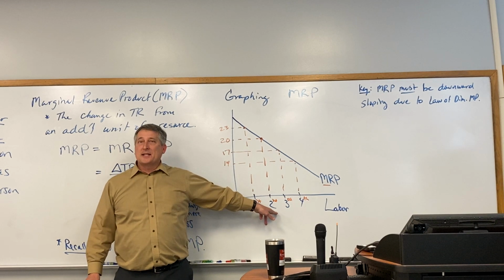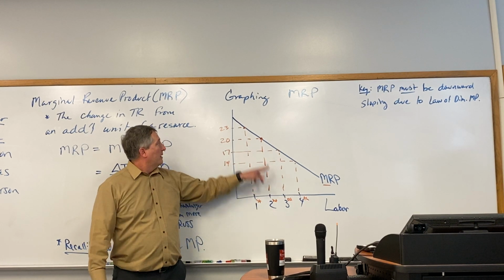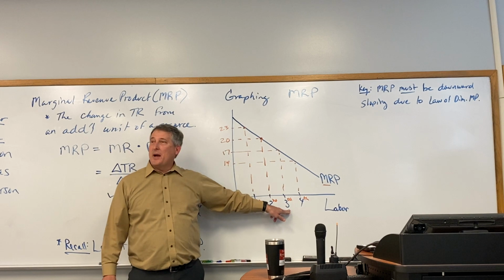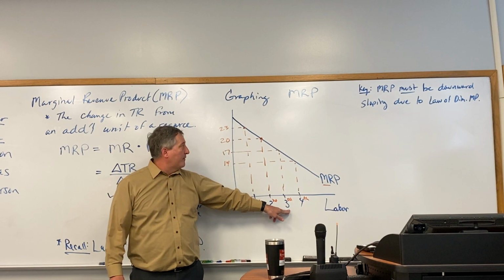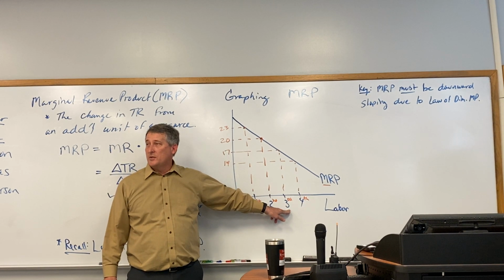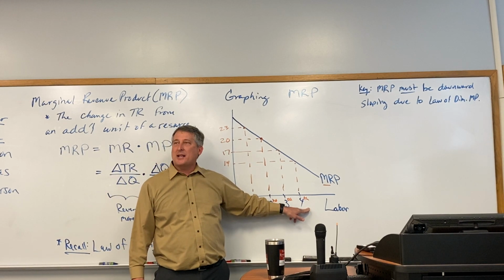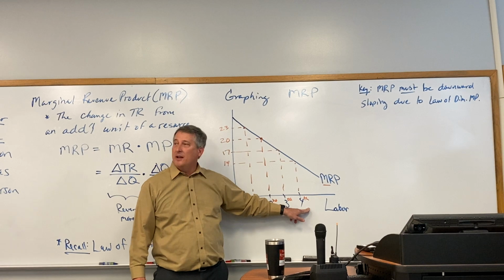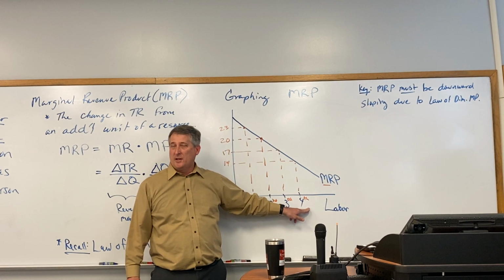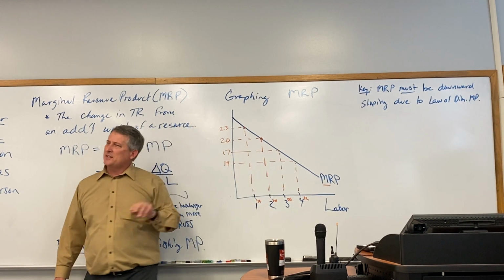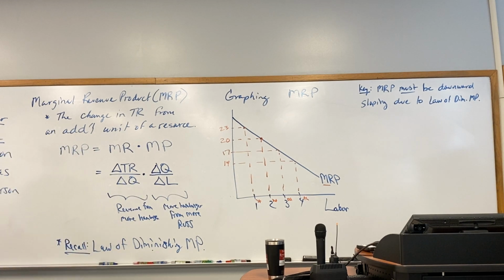How much could I pay the second person? 20. What would be my willingness to pay for the third worker? 17. How much would be the maximum willingness to pay for the fourth worker? 14. What is that starting to sound like? The willingness to pay for something. It's what?